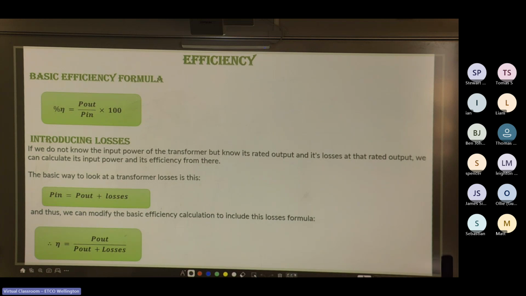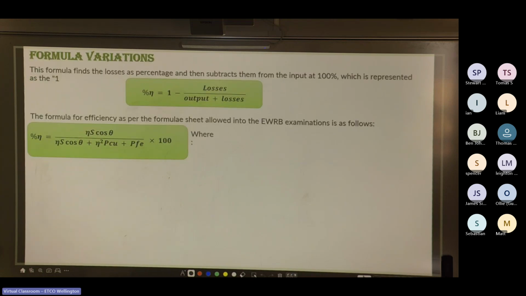The basic way to look at transformer losses is this: P in equals P out plus losses. And thus we can modify the basic efficiency calculation to include this losses formula. So therefore N equals P out over P out plus losses. So formula variations. This formula finds the losses as a percentage and then subtracts them from the input at 100%, which is represented as the 1. So percentage efficiency equals 1 minus losses over output plus losses.